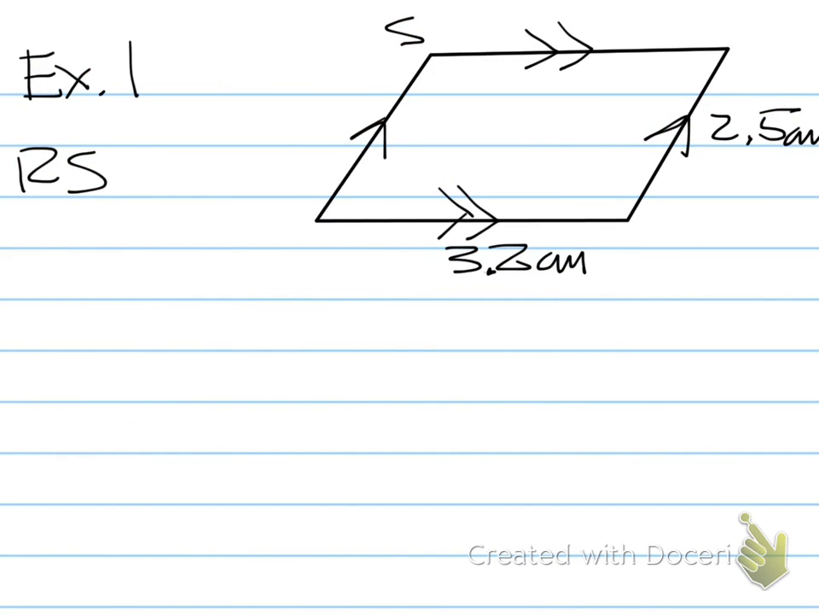Here we want to determine what RS is. RS is opposite TU. Since TU is 2.5, then RS is 2.5.